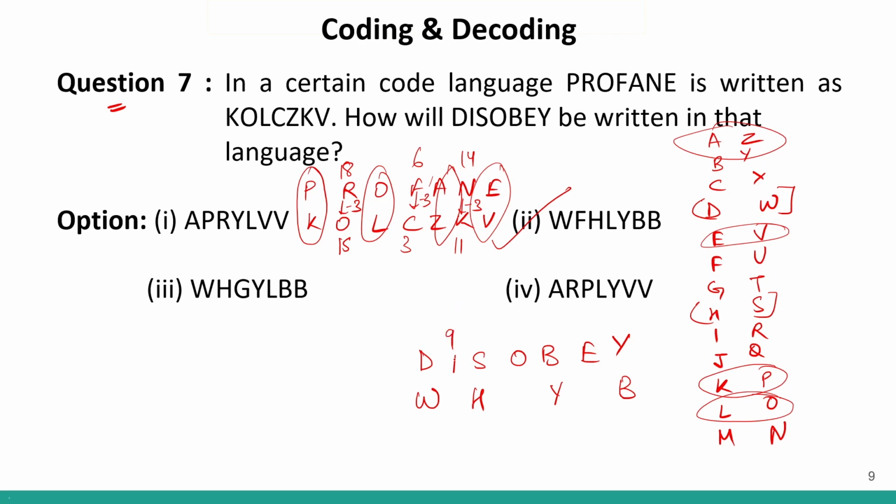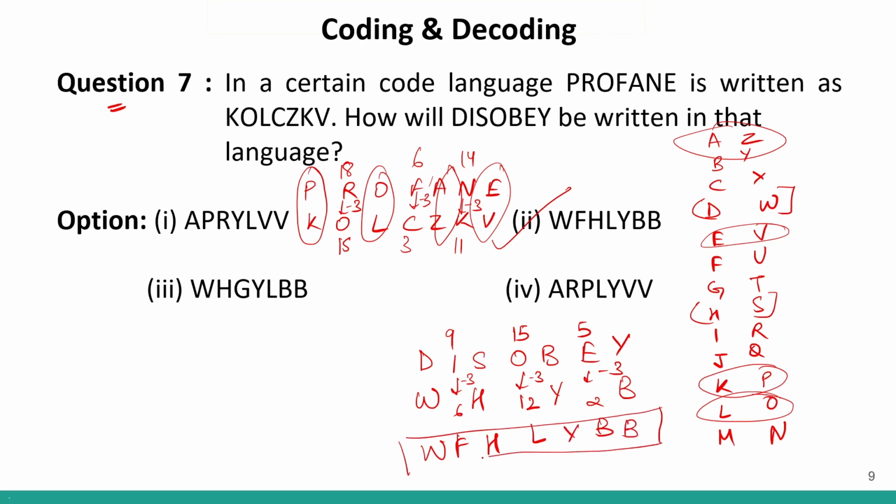For I, the forward rank is 19. For O, the forward rank is 15. And for E, the forward rank is 5. So now I will move 3 positions back in each case. So I will get 6, I will get 12, and I will get 2. 2 is B. 12, at 12th position, what do we have? At 12th position, we have L, and at 6th position, we have F. So W, F, H, L, Y, B, P. This will be your code. This will be your code which is given in option number 2. So this will be your answer to the question.